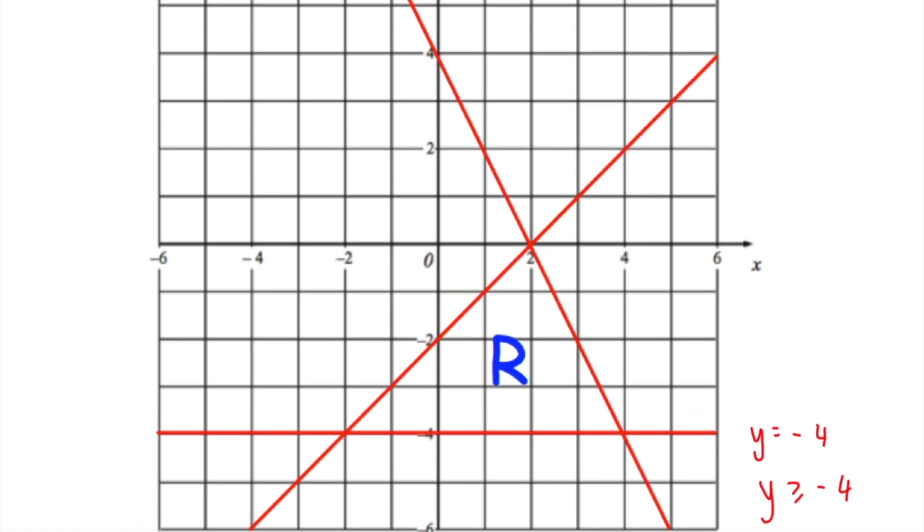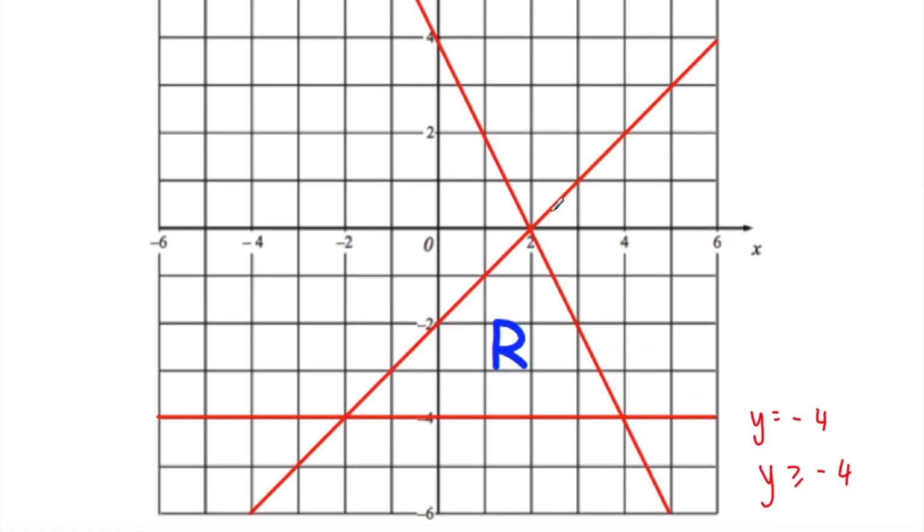Okay, now let's look at these diagonal lines. So let's start off with this one here. It's going to be in the form y equals mx plus c, that diagonal line. So let's get its equation to begin with. So in terms of the plus c, it crosses the y-axis at negative 2, so it's going to be y equals something, subtract 2. And then in terms of the gradient of the line, let's choose 2 points. So I'm going to choose this point here and this point here.